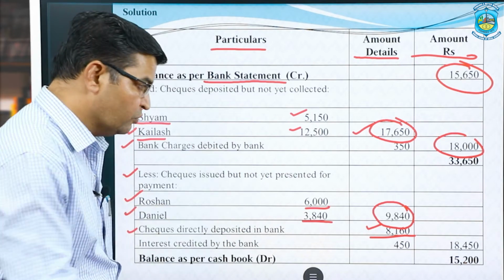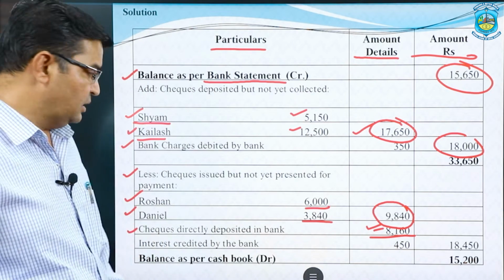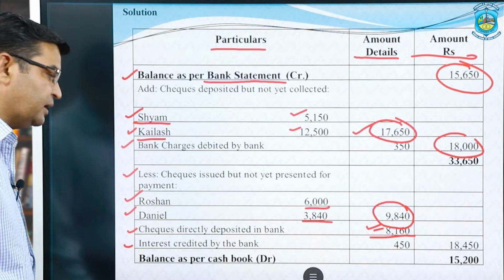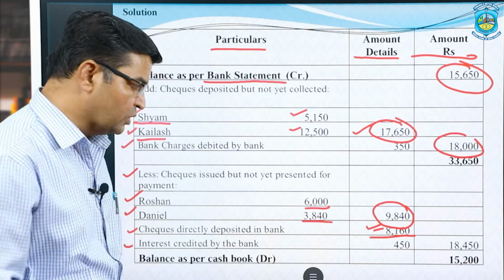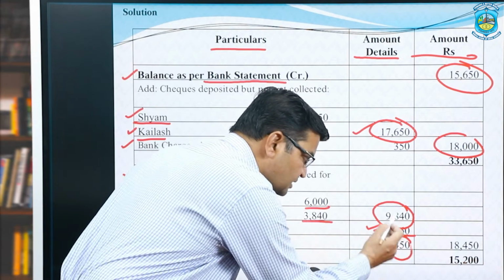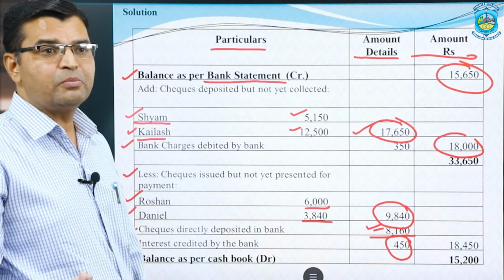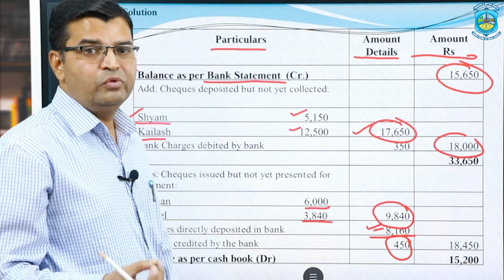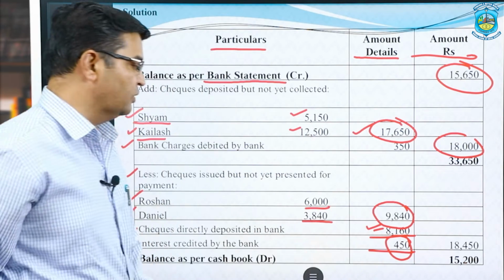So ultimately we will have to deduct this amount of rupees 8,160, and one more transaction that is left, interest credited by the bank. It means the bank has allowed us interest worth rupees 450. This has already been credited by the bank in our account, but we don't know this information because it has not been sent, suppose. So ultimately we did not record this 450 rupees transaction in our cash book.